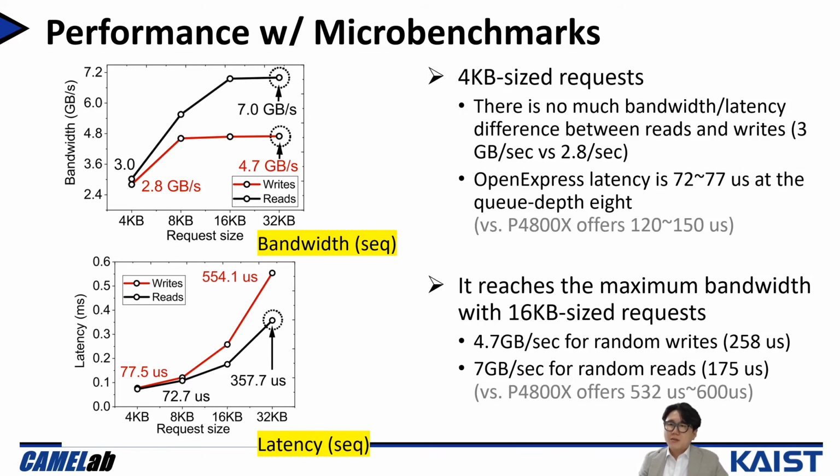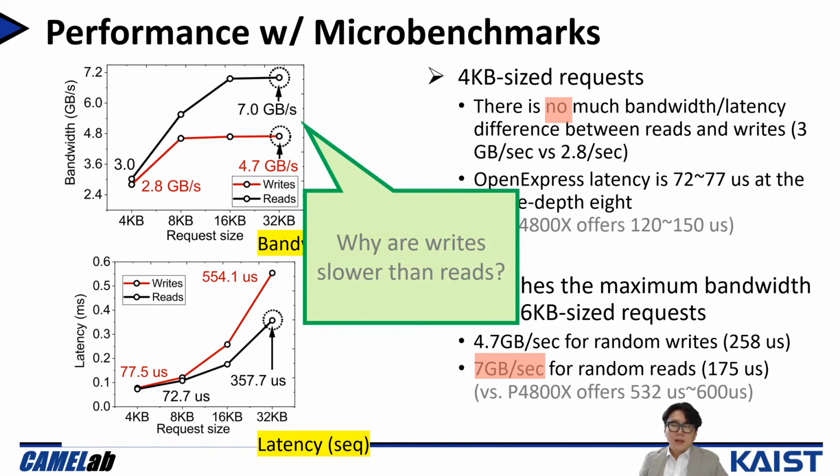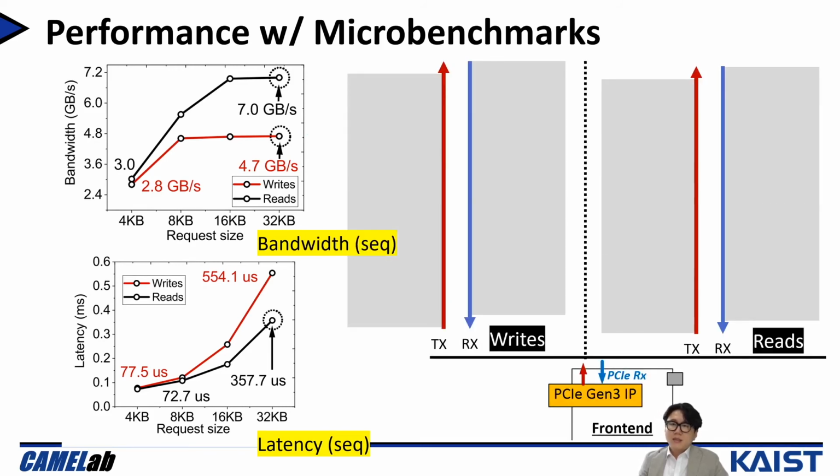For 4 KB size requests, there are no bandwidth differences between the reads and the writes. However, for larger size block processing, OpenExpress exhibits much better read bandwidth than writes. And the question would be, why are writes slower than the reads? It's because of the dual simplex characteristic of the PCI interface.